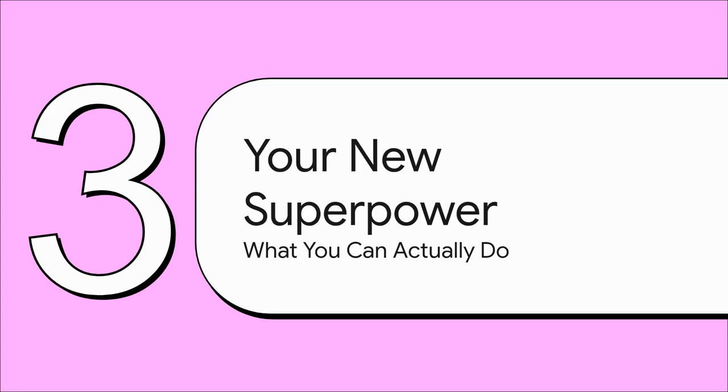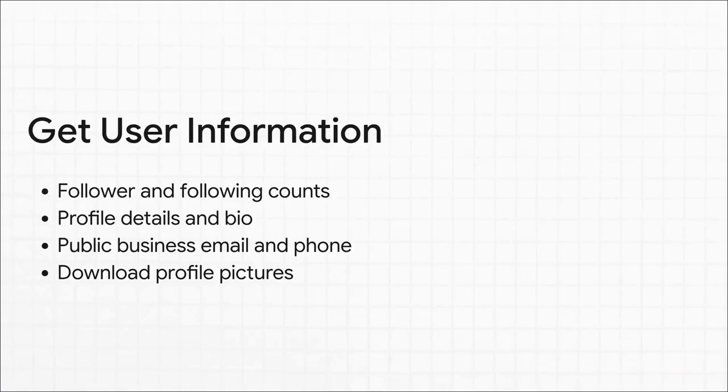Okay, so you've got this master key, this new superpower. But what does it actually let you do? What's the practical stuff? For starters, you can get a complete snapshot of any public profile you want. We're talking follower and following counts, their bio, any public contact info they've decided to share, and you can even download their profile picture. It's the whole picture, and you get it instantly.